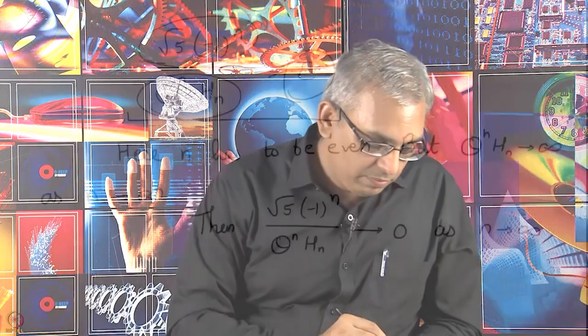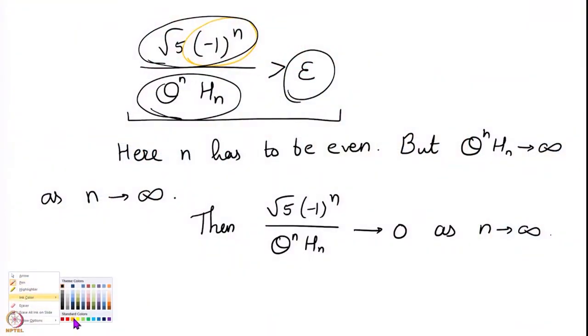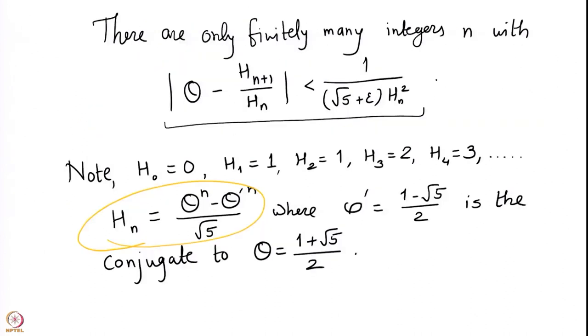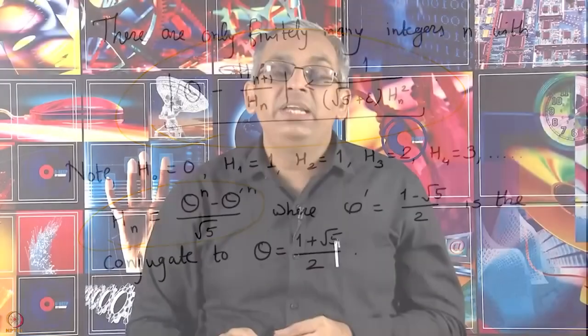So, what we have proved is that this inequality has only finitely many solutions, and this is true for any epsilon. We had not chosen any special epsilon, we just chose epsilon to be bigger than 0, and therefore we have that the theorem of Hurwitz is possible only for root 5. We cannot make it root 5 plus epsilon, for whatever small positive epsilon that you may want to choose.